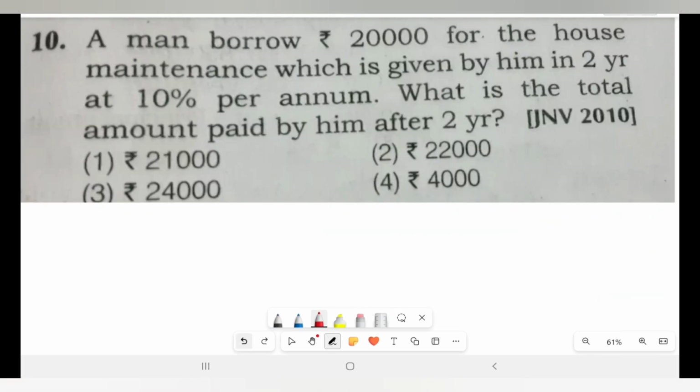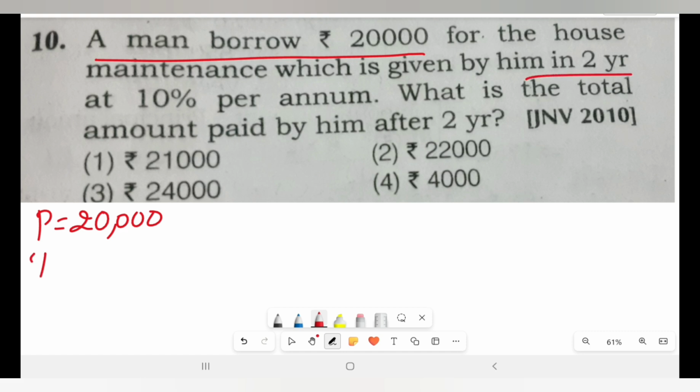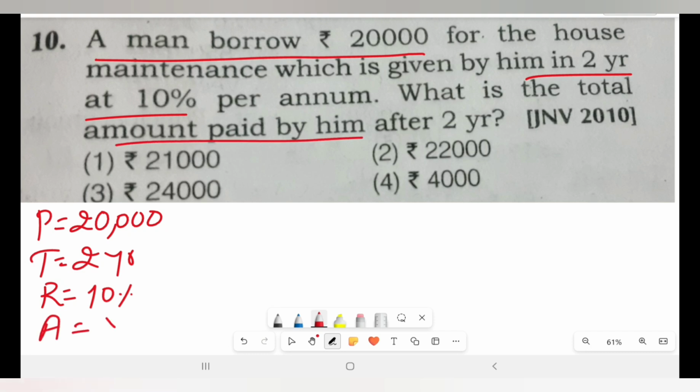Hello everyone, in this question a man borrows 20,000 rupees. All right, so that is the principal. All right, so here for house maintenance, which is given by him in 2 years, that is time period 2 years. All right, so at the rate of interest R is equal to 10% per annum, what is the total amount paid by him? That means the amount is simple interest plus principal. So we have to calculate the simple interest. We know the principal, we have to calculate the simple interest.